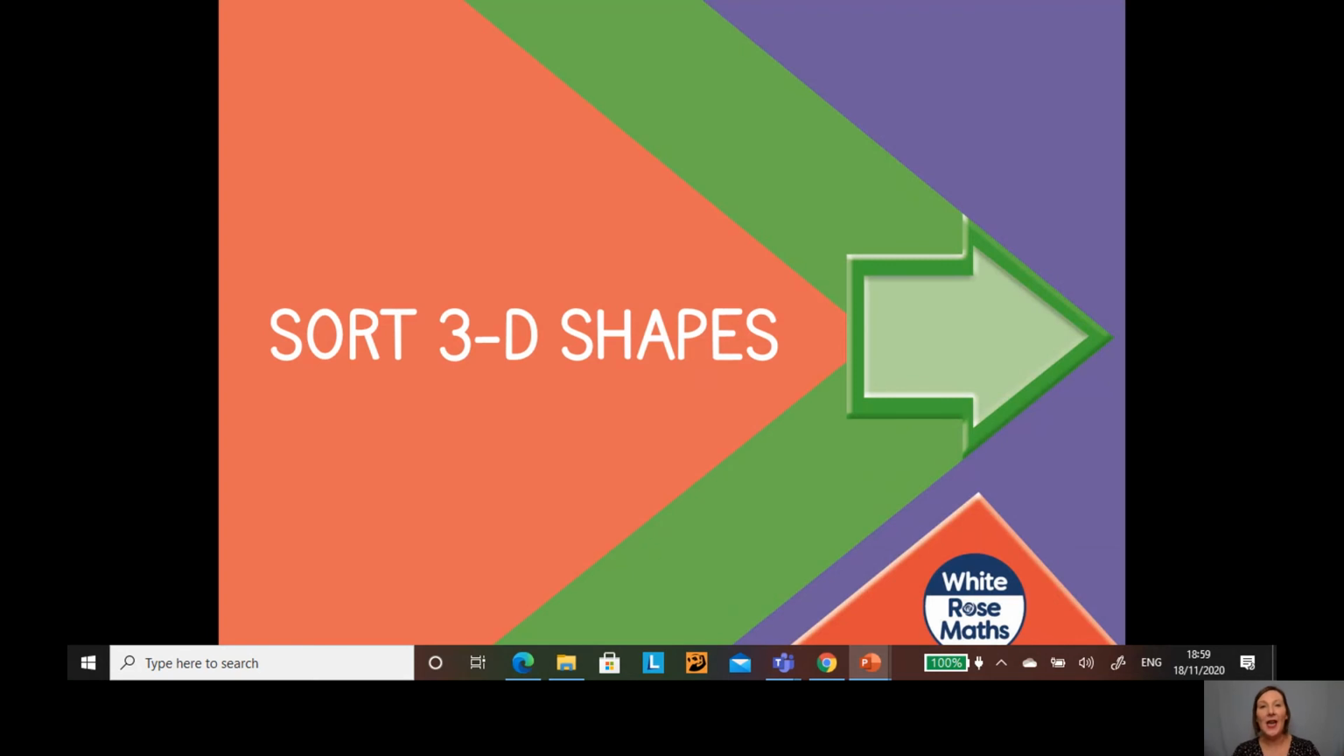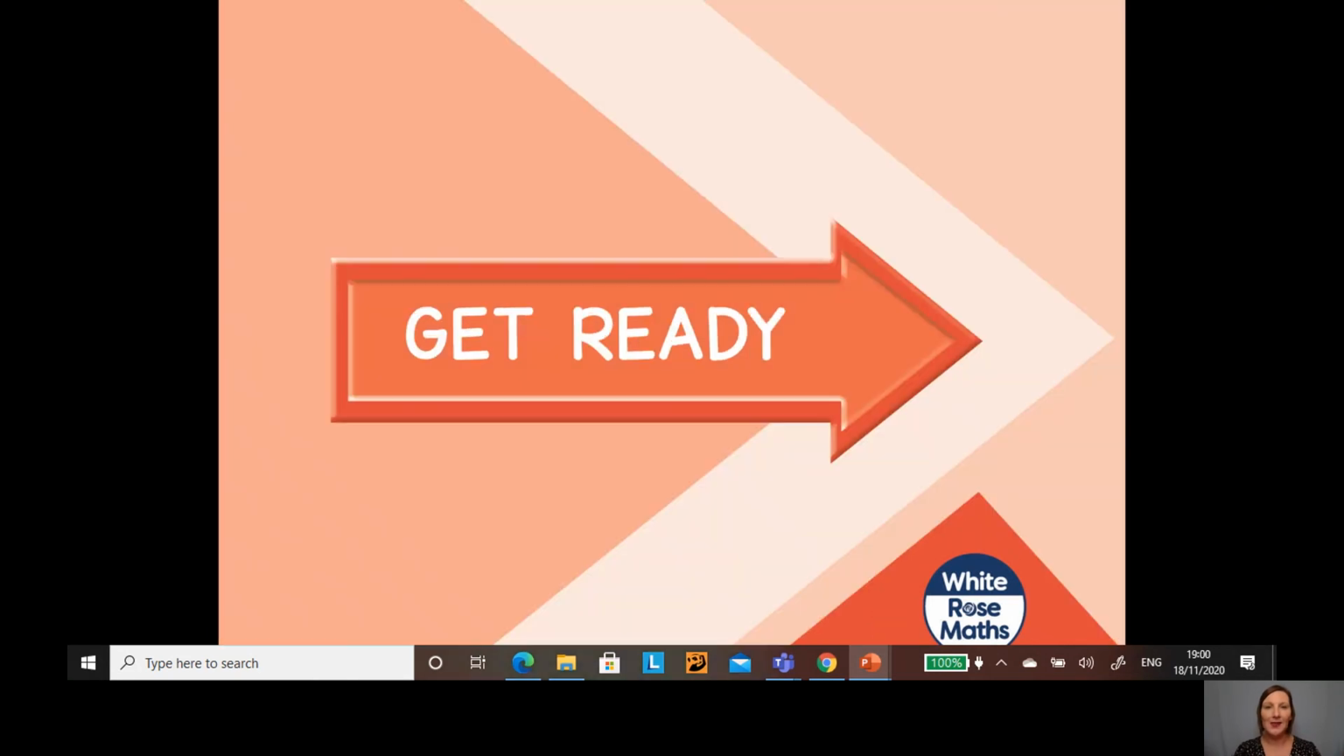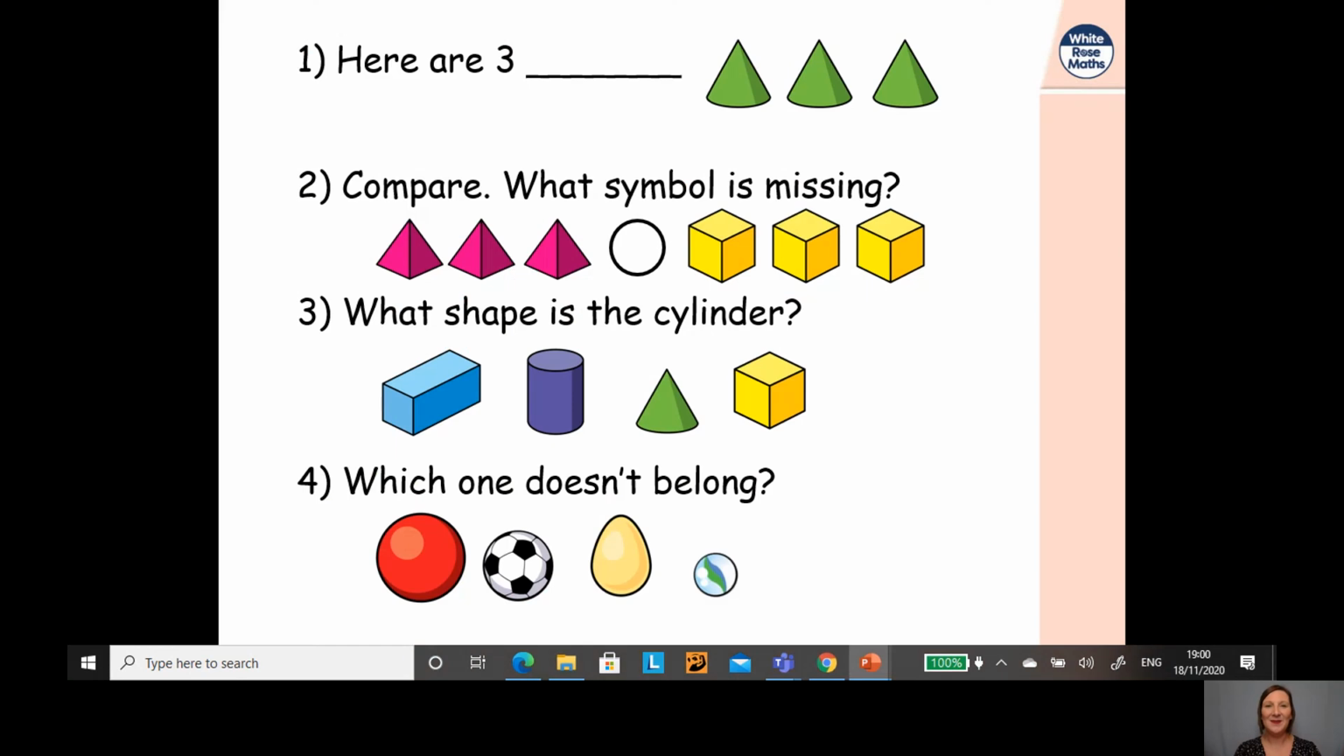Before we start our lesson today, I've got some questions I want you to answer. Get ready. Here are my questions. Here are 3 what? Number 2, compare. What symbol is missing? Number 3, what shape is the cylinder? Can you tick it for me or point to it? And number 4, which one doesn't belong? Pause the video here and have a go at answering those questions.